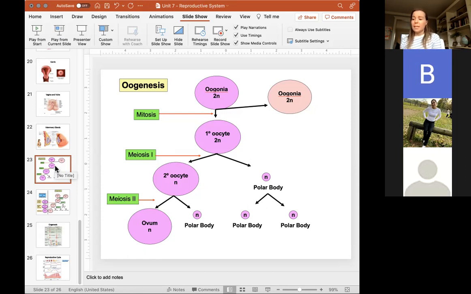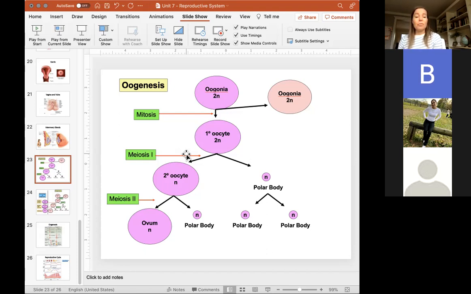Another difference is that in primary oocytes, which are these cells right here, meiosis 1 starts, but it pauses and then it doesn't resume. So it's like halfway through dividing and it stops and it doesn't resume doing that until years later. So there's like a huge gap in time there.